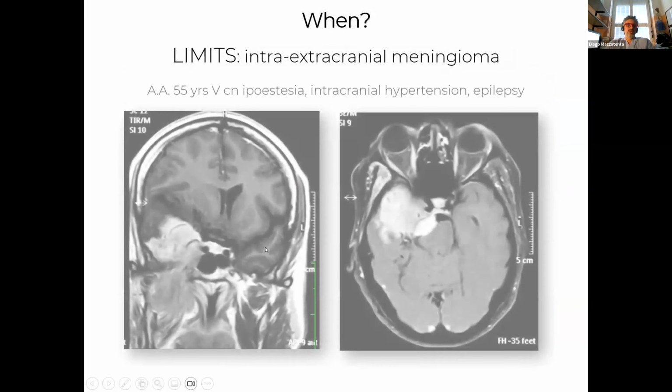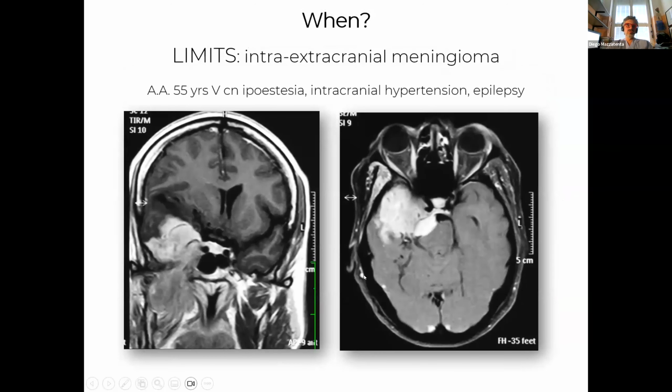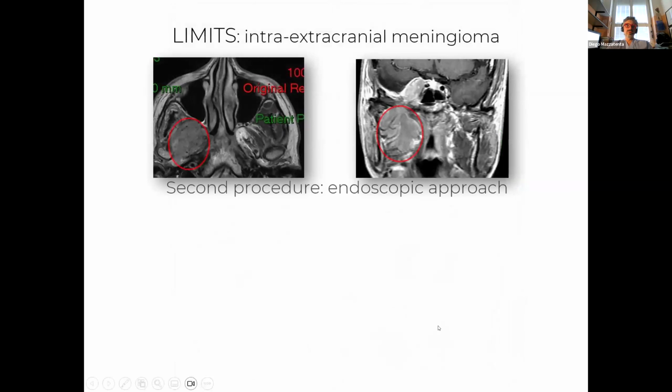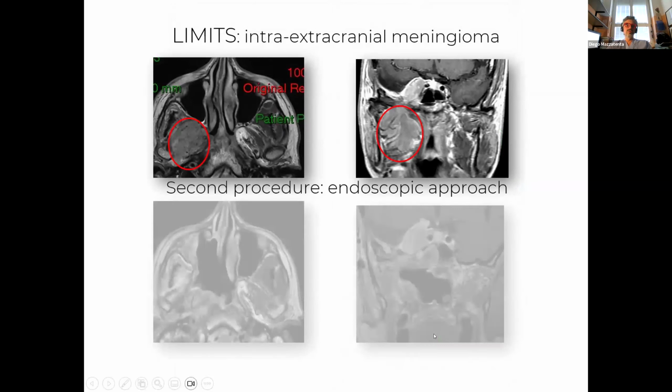In case of meningioma, this is a complex intra-extracranial tumor. The patient complains of intracranial hypertension. We chose to use a multi-stage strategy. First of all, through craniotomy, we remove the intracranial compartment to relieve the hypertension. In the second step, using the endoscopic transmaxillary, transpterygoid approach, we remove the extradural compartment of the meningioma.